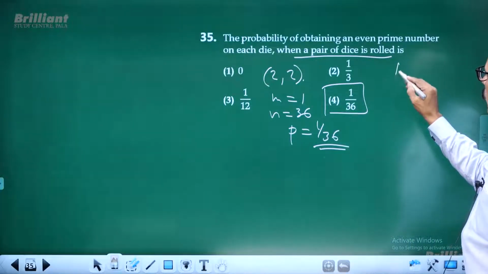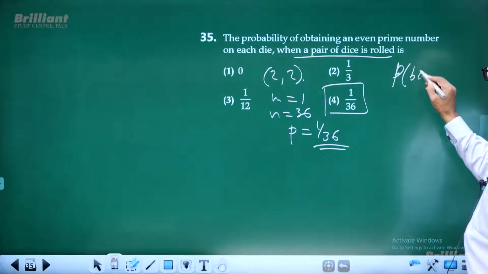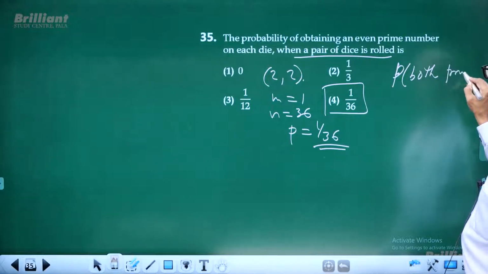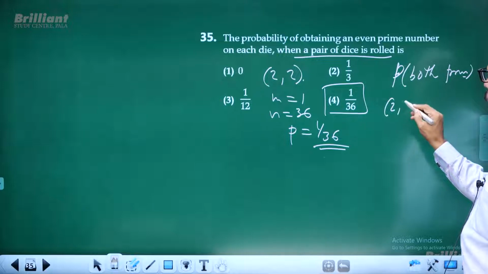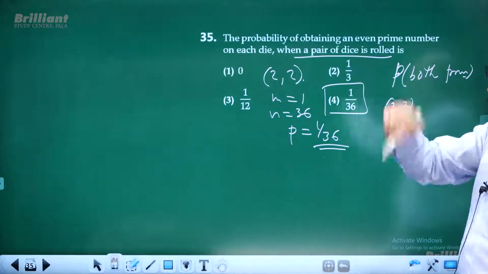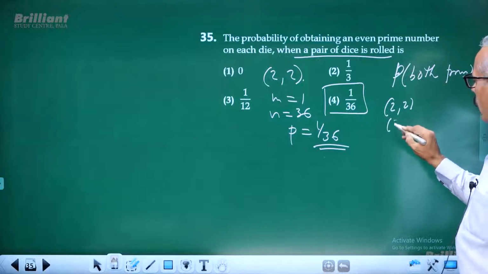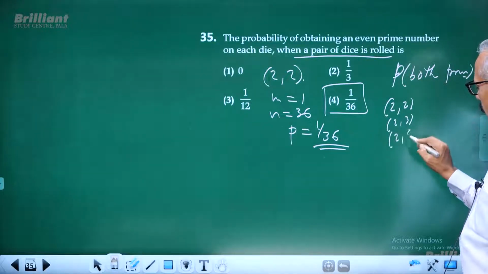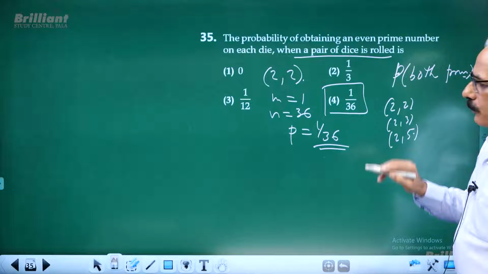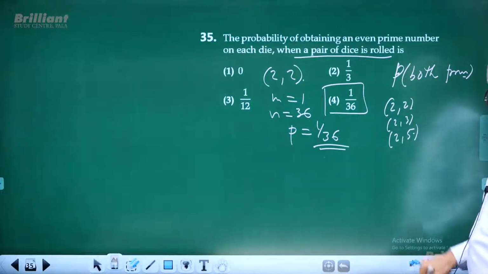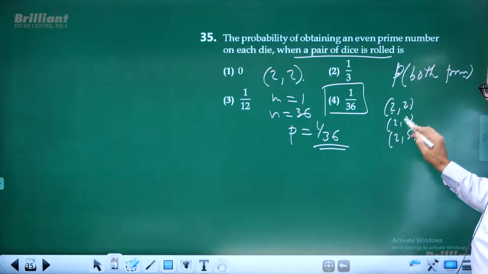Now, the probability that both are prime, you also try this. Both prime means 2, 2. Okay, first column you don't have, 1 is not a prime number. So 2, 2, then you have 2, 3, then you have 2, 5. Alright, 2, 1, 2, 2, 2, 3, 2, 4, 2, 5, 2, 6. So both prime means 2, 2, 2, 3, 2, 5.